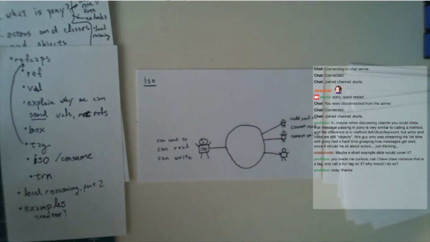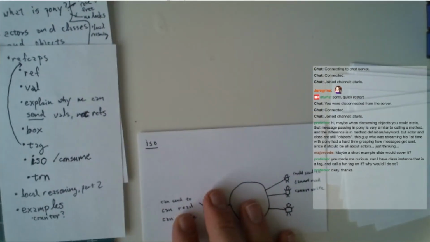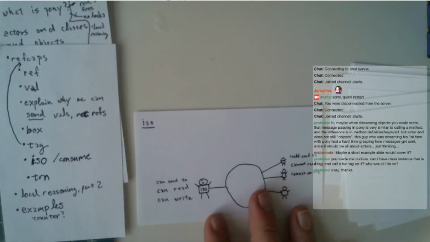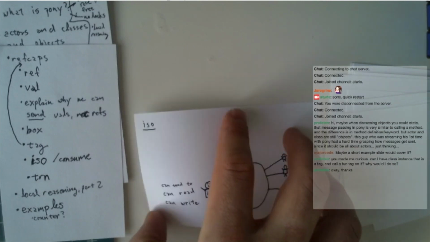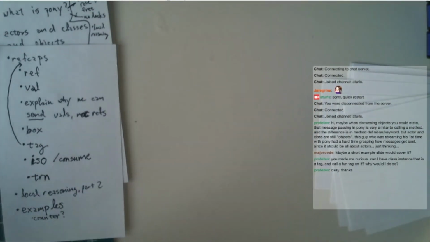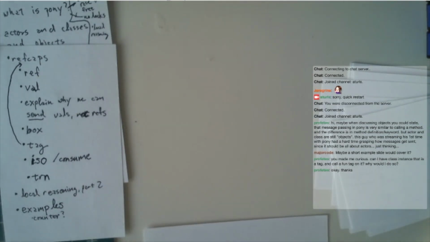This becomes useful because you can have an iso, and you can take your iso and modify it, and then you can convert it into something else, or you can hand it off. The idea is, what if you had an object but one less reference? If you had a reference to an object and then you were able to get rid of that reference, what could you then say about the object?